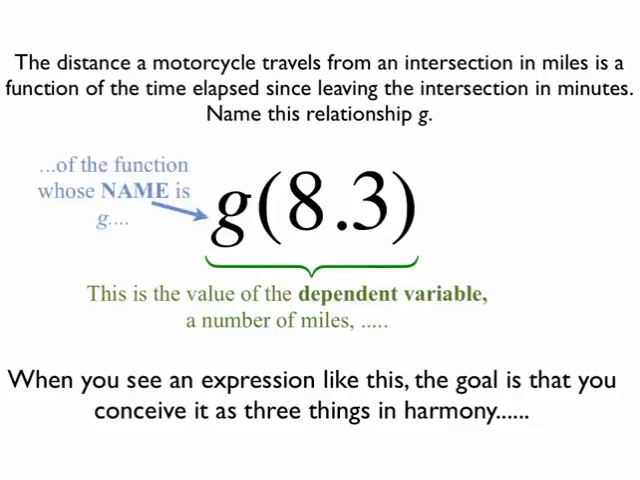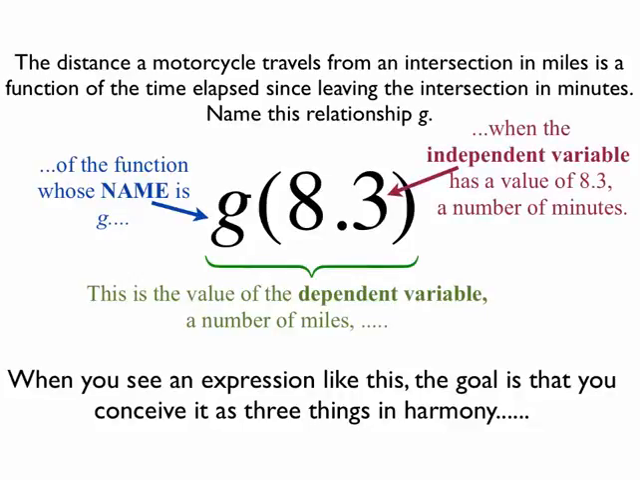Okay? Of a function whose name is g, when the independent variable has a value of 8.3, and in this case, a number of minutes, 8.3 minutes. So the whole thing is the distance of the motorcycle from the intersection. Which specific distance is it of the motorcycle from the intersection? After 8.3 minutes. When 8.3 minutes has gone by. At the moment in time, 8.3 minutes since leaving the intersection.